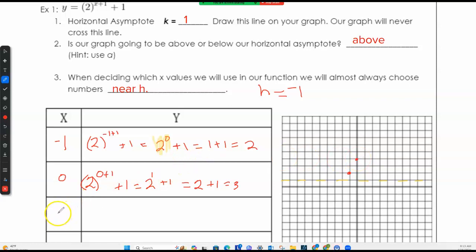Let's keep going. Let's try 1. 2 to the 1 plus 1, plus 1. 1 plus 1 is 2, so 2 squared plus 1. 2 squared is 4, plus 1 is 5. So now we have 1, 5. I think this one's in the wrong spot. Yeah, let's erase it.